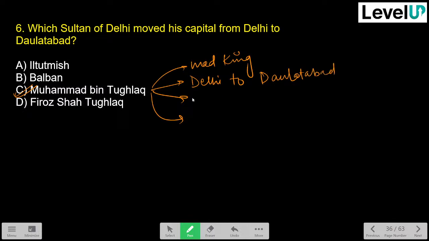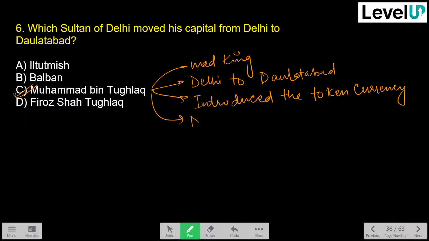Right? Again, he introduced the token currency. He also started taxing the Doab region. Doab taxes means the lands between the Ganga and Yamuna.